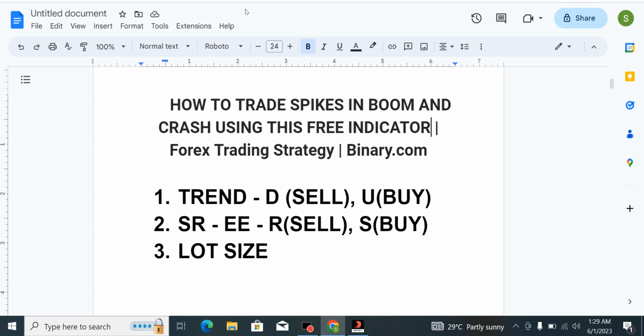Then your lot size is also very important. Remember, in most cases, whenever you are trading spikes, it won't go into profit immediately, so your lot size is very important. Now let's go straight to the chart right away.